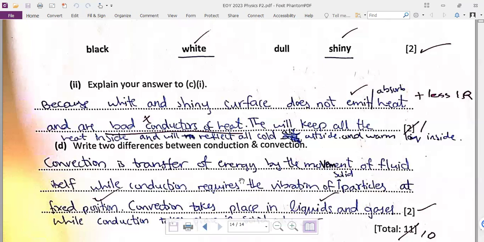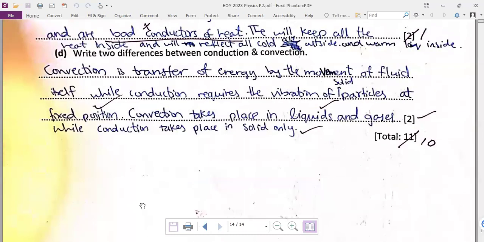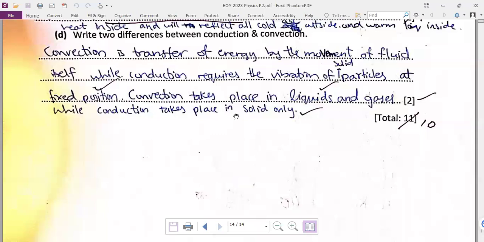Difference between conduction and convection. Well, conduction requires vibration in a fixed position. Convection takes place due to movement. So that's the main difference. Conduction takes place in solids, convection takes place in liquids and gases. Second point. Thank you.